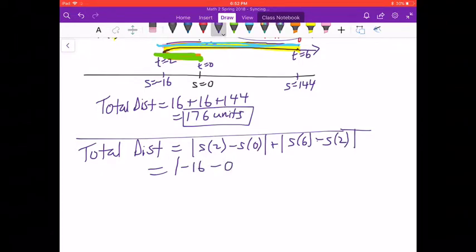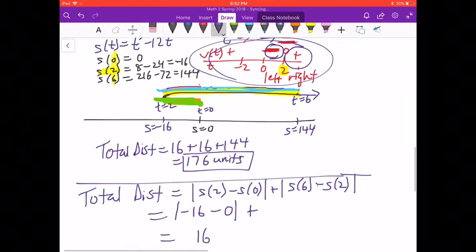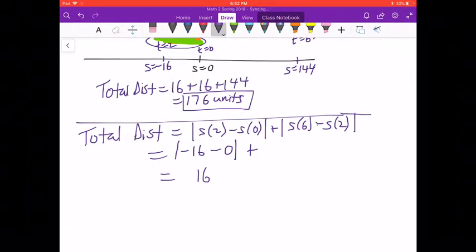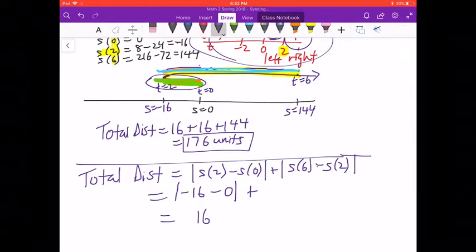S of 0 was 0. So if you look at that calculation, that's already going to get you a 16, which makes sense, because this green section right here was 16 units. Now, the weird one. We've got to go from 144 down to the negative region, down to negative 16. Let's see how that works out.